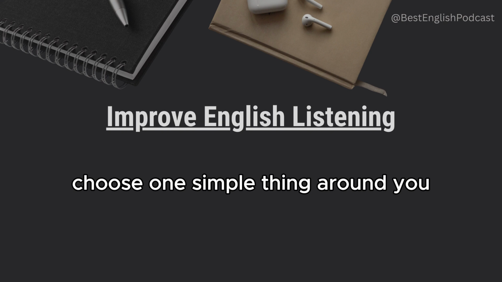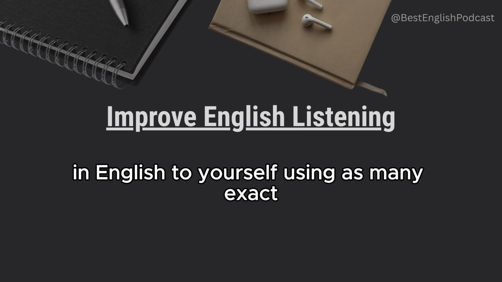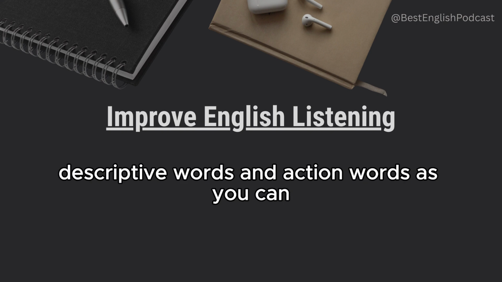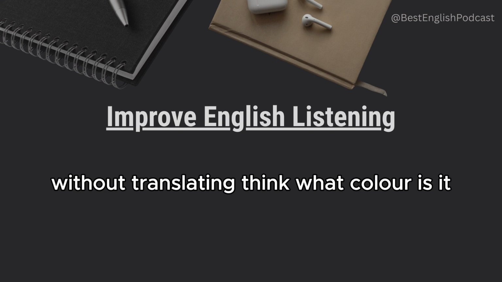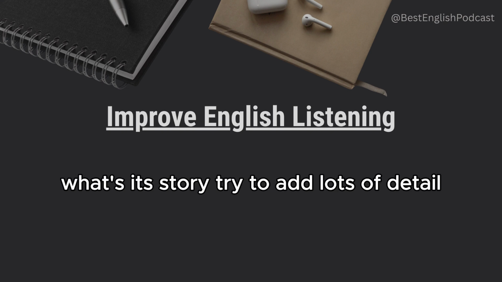Choose one simple thing around you. Spend 1 minute describing it in great detail in English to yourself, using as many exact descriptive words and action words as you can, without translating. Think, what color is it? How does it feel? What is it used for? What's its story? Try to add lots of detail.